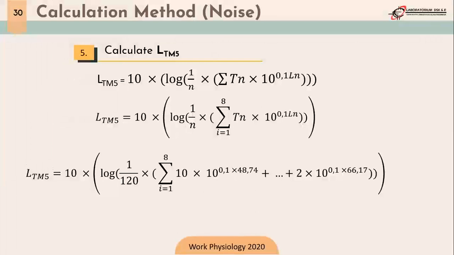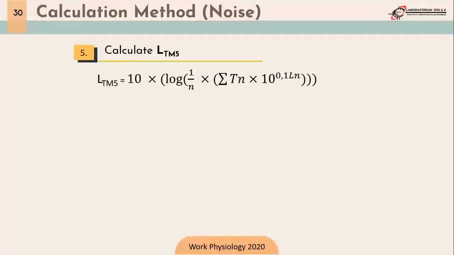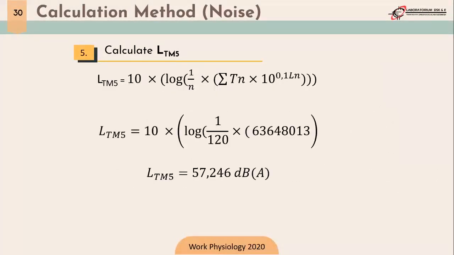Last, from that long calculation, we got 57.246 decibel A for the level of noise.